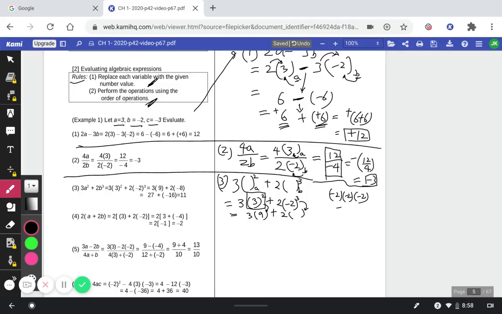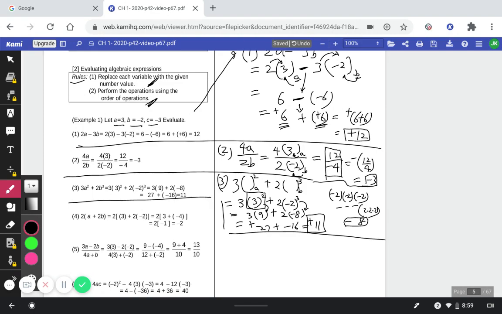How many negatives do you have? 3 negatives. And 2 times 2 times 2 is what? 8. So negative 8. So you replace negative 8 there, because when you have 3 negatives, it becomes a negative. Remember that? And then 3 times 9 is 27 plus 2 times negative 8 is negative 16. You are adding different signs, so you have 11 with a positive, because the bigger number has a positive sign. So positive 11 is the answer for number 3.